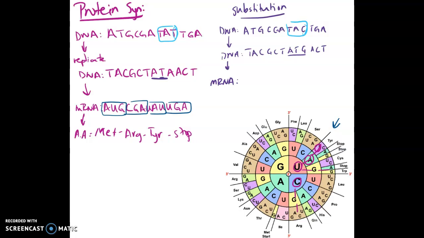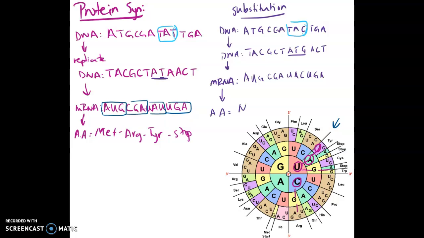All right, and then we're going to transcribe it. So T will bind to A to U, C to G, G to C, C to G, T to A to U, T to A, G to C, and then A to U, C to G, T to A. All right, and then we will use it to make our amino acid sequence.